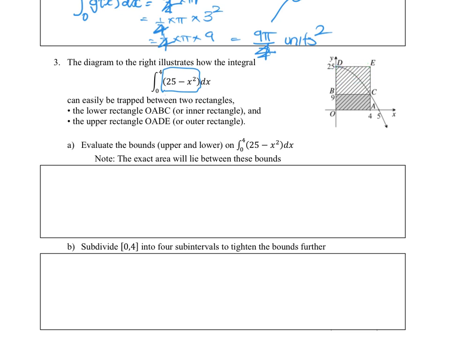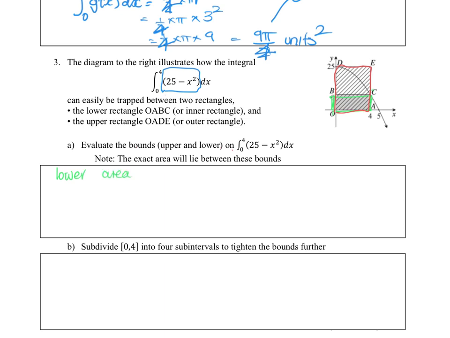All right, so what they've said here is the lower rectangle is OABC. I would have called that one B, but anyway, because I like to do it in order. Or the outer rectangle, which is the bigger one. Evaluate the bounds, the upper and lower, on that integral, that area. So what is the lower? How do you reckon the lower one is? The green one, from O to B and from A to C. Lower area.